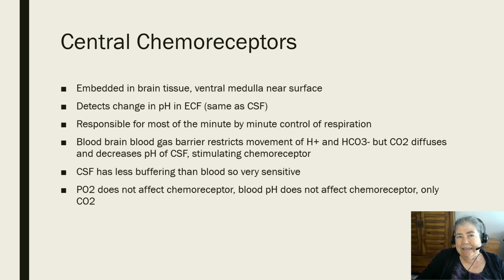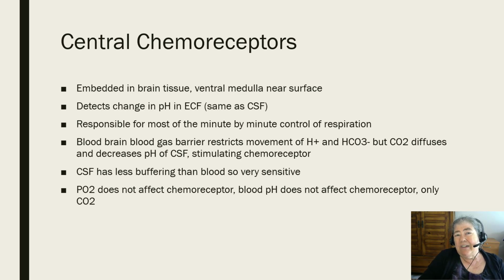But ions don't easily cross that barrier. And so you don't get movement of hydrogen ions and bicarb across that blood gas barrier. So if systemic pH goes down, the hydrogen ions don't diffuse. If you get acidotic, the hydrogen ions don't make it easily across that blood gas barrier.